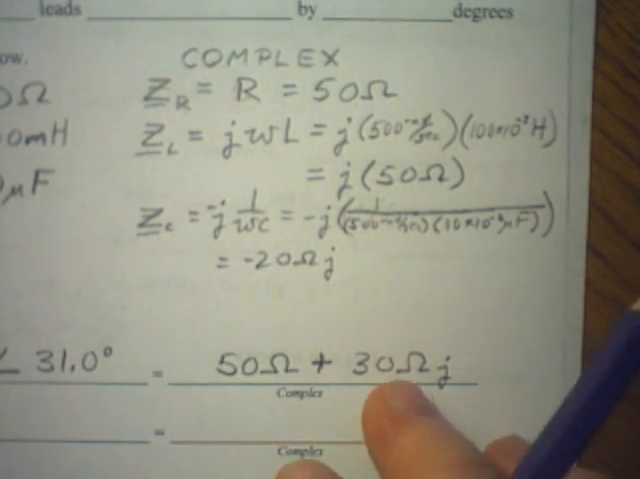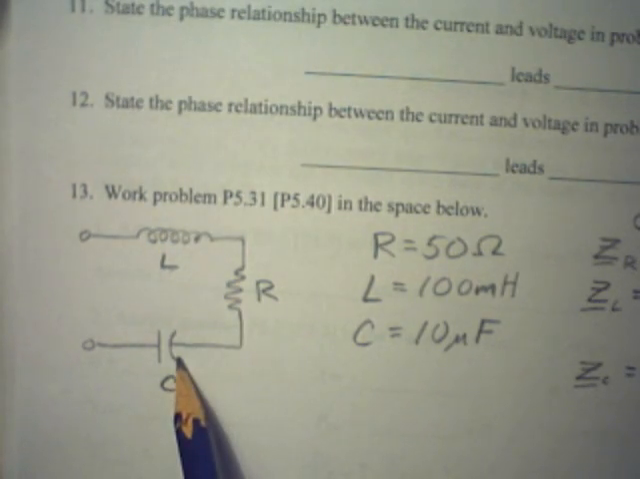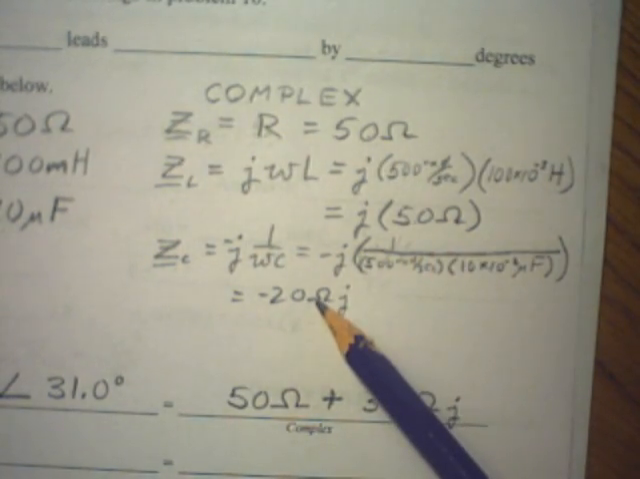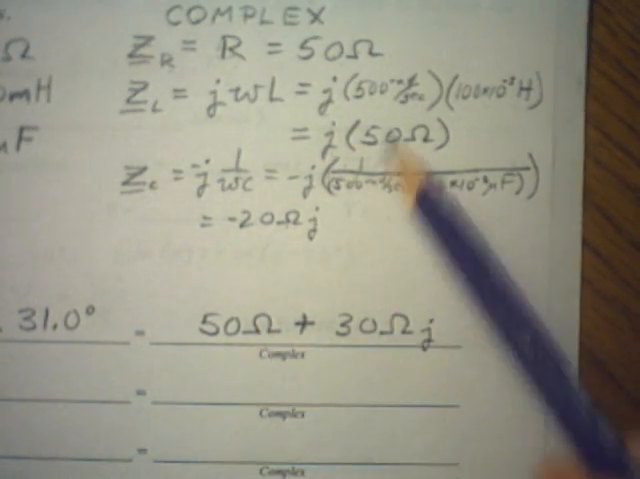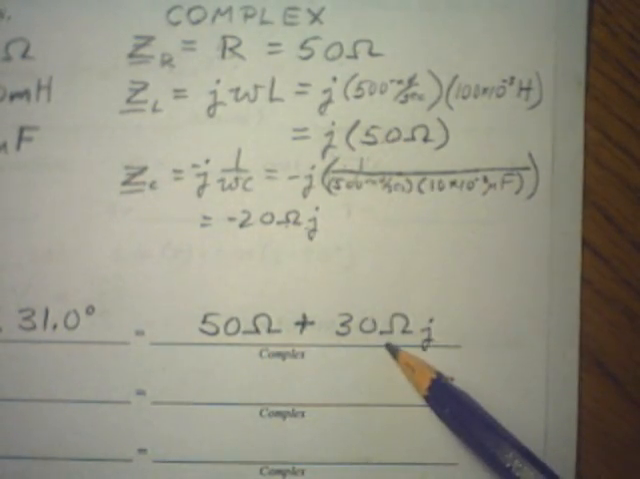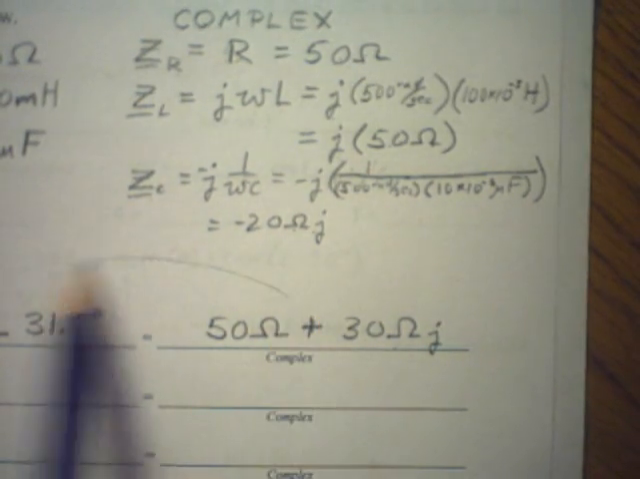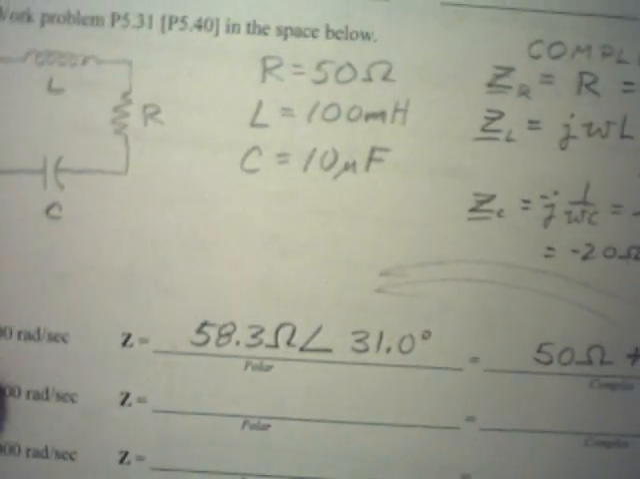To find the total impedance of this circuit, you take the impedance of this one plus this one plus this one. Because they are in series, that means you take this plus that. And that means the real part here, and the two imaginary parts combine to give you this one. And then finally you take these answers here and go back over this way to find the polar expression.